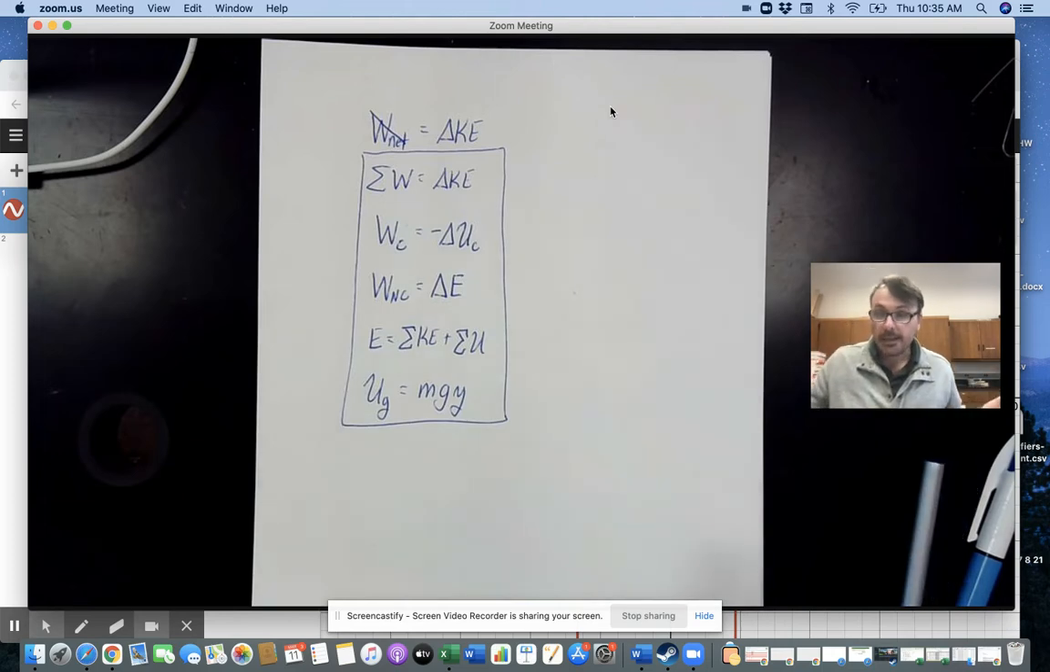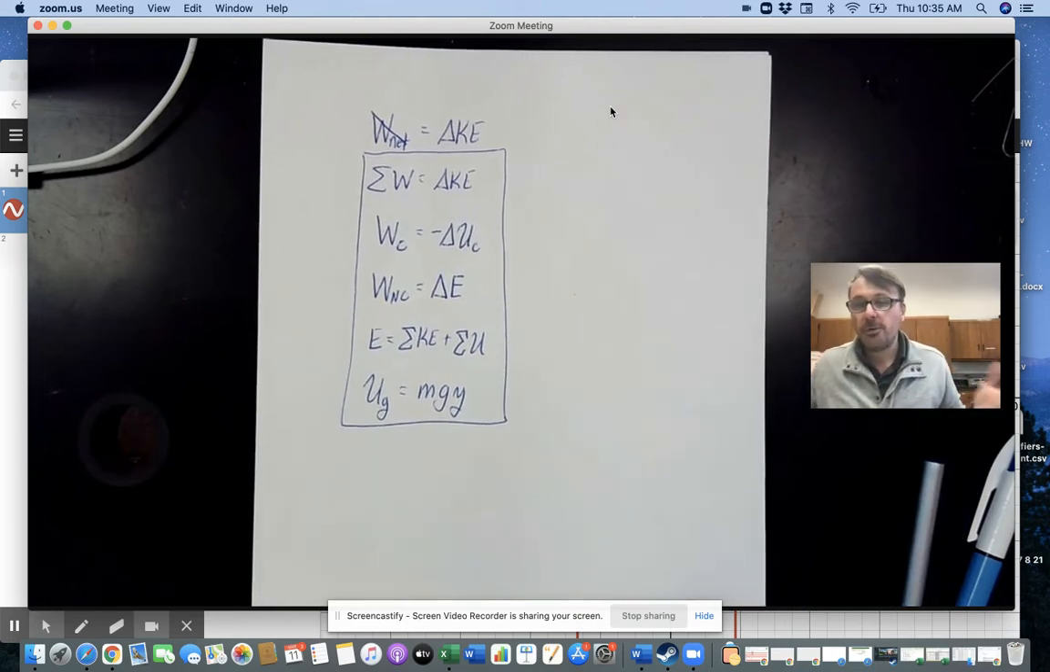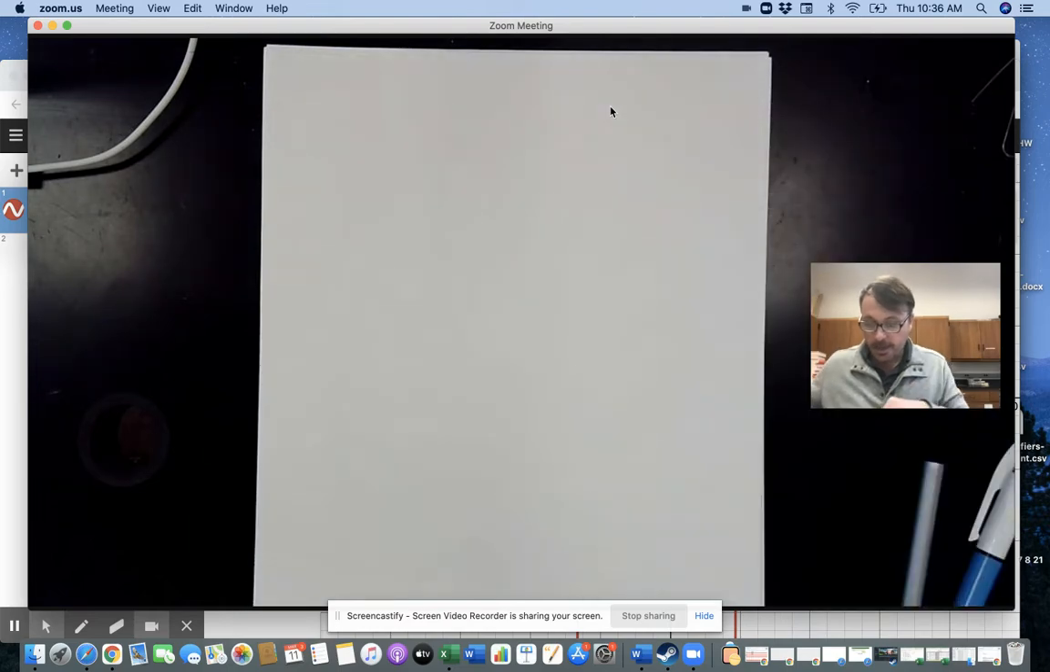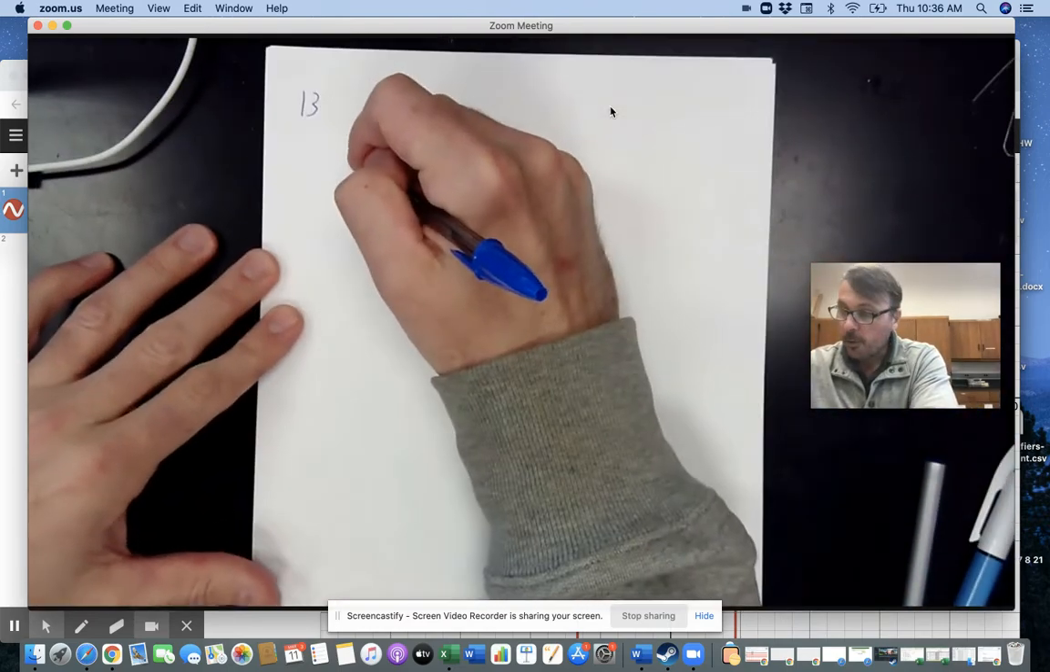To do problems, let's look at two very simple problems. One in which there are no non-conservative forces doing work, and one in which there are. So we're going to look at chapter 8, problem 13, and then 33. So 13, this should be a problem that you're familiar with from last year.